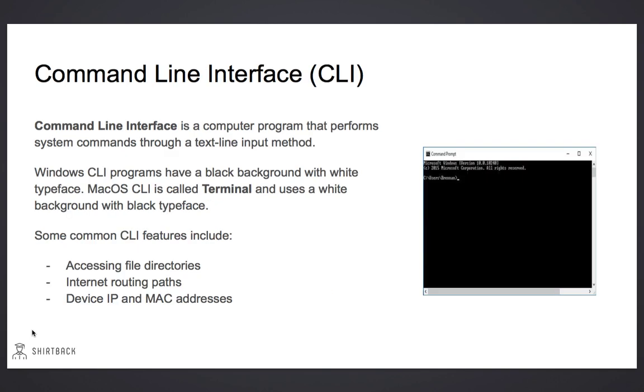The command line interface is typically abbreviated as CLI. It's a computer program that allows us to perform system commands through a text line input. Windows command line has a black background with white typeface, and the Apple Mac OS called Terminal has a white background with black type. Some common features we use with the command line include accessing file directories, routing internet paths, and finding device IP and MAC addresses.